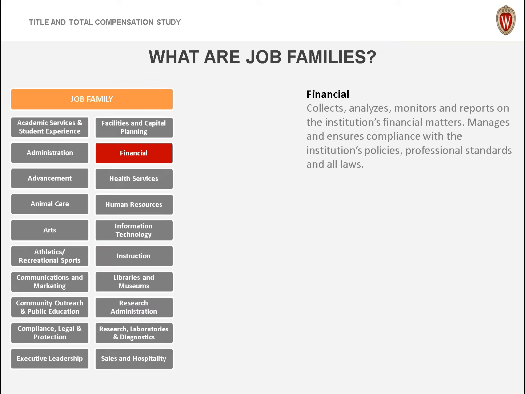So let me give you an example. Today, we have created 20 job families. These are the job families that we are starting out with that we believe encompass the work here at UW-Madison, as well as the UW system.